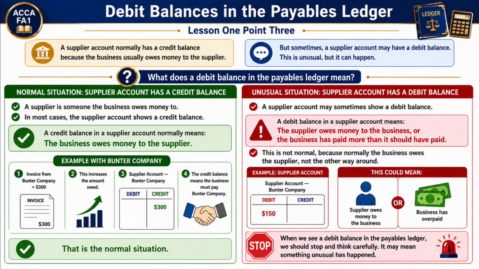Now we are studying Lesson 1.3, Debit Balances in the Payables Ledger. In the previous lesson, we learned that a supplier account normally has a credit balance. That is because the business usually owes money to the supplier. But sometimes a supplier account may have a debit balance. This is unusual, but it can happen. So today our main question is, what does a debit balance in the payables ledger mean?